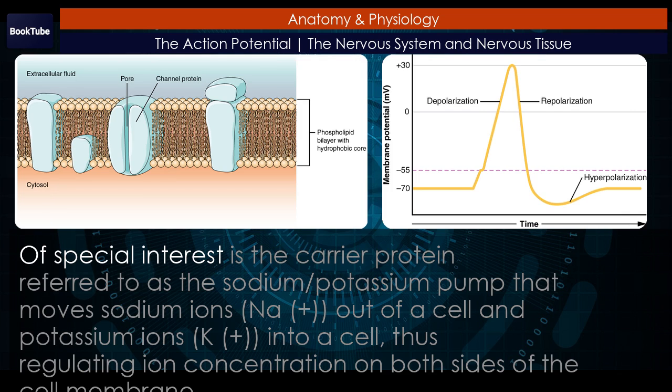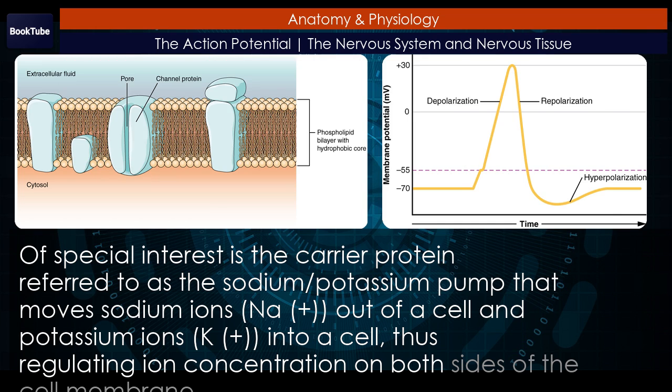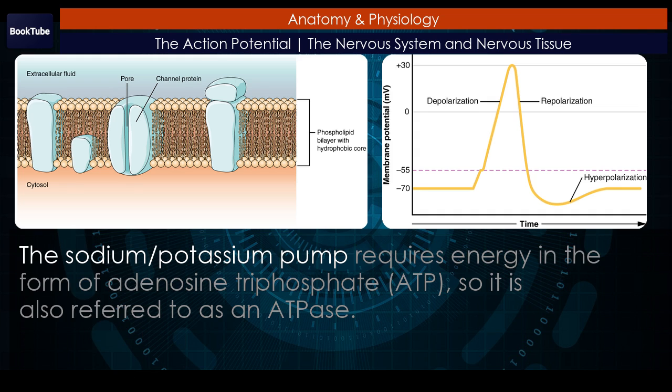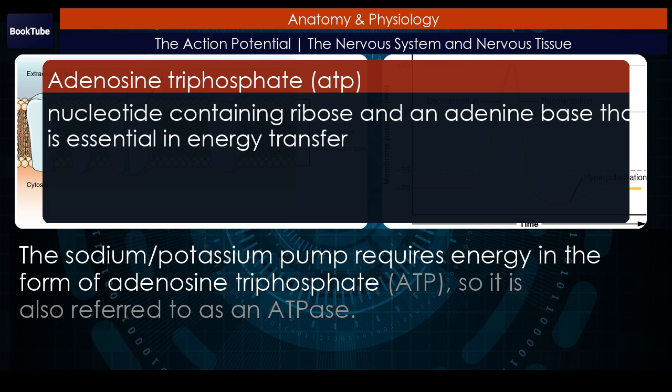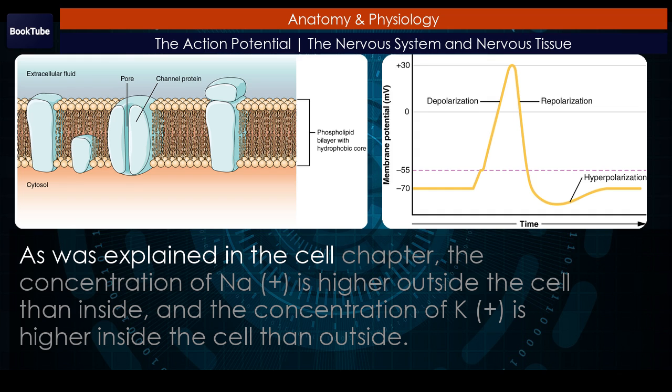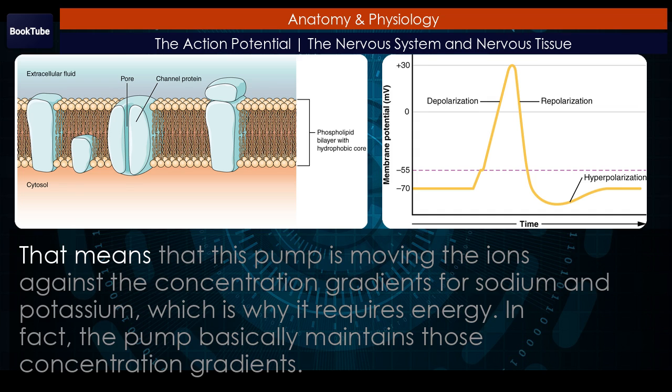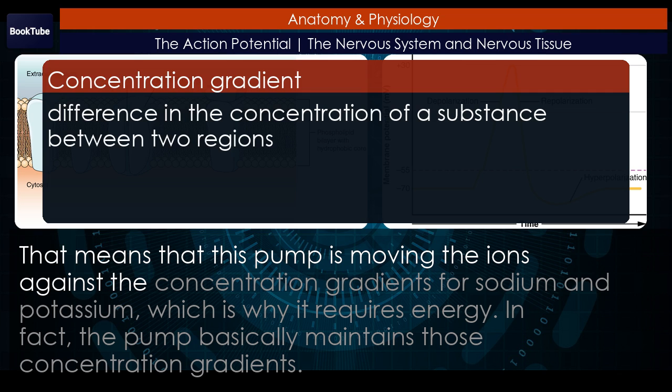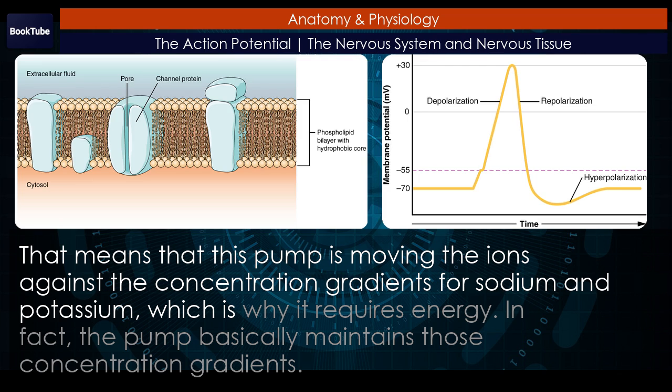Of special interest is the carrier protein referred to as the sodium-potassium pump that moves sodium ions, Na+, out of a cell and potassium ions, K+, into a cell, thus regulating ion concentration on both sides of the cell membrane. The sodium-potassium pump requires energy in the form of adenosine triphosphate, ATP, so it is also referred to as an ATPase. As was explained in the cell chapter, the concentration of Na+ is higher outside the cell than inside, and the concentration of K+ is higher inside the cell than outside. That means that this pump is moving the ions against the concentration gradients for sodium and potassium, which is why it requires energy. In fact, the pump basically maintains those concentration gradients.